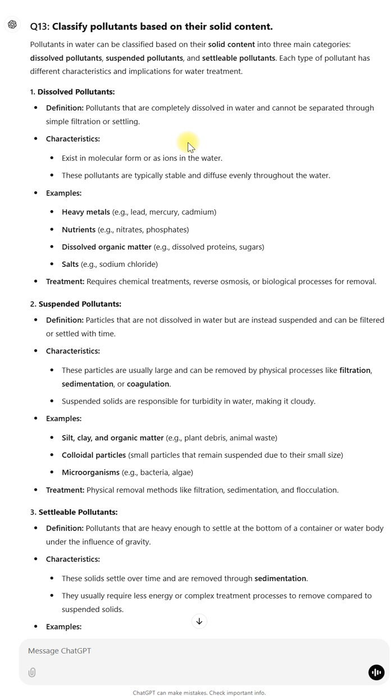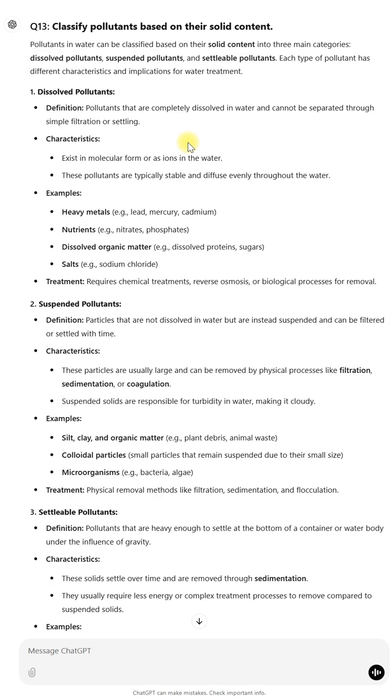1. Dissolved pollutants. Definition: pollutants that are completely dissolved in water and cannot be separated through simple filtration or settling. Characteristics: exist in molecular form or as ions in the water. These pollutants are typically stable and diffuse evenly throughout the water. Examples: heavy metals, e.g. lead, mercury, cadmium; nutrients, e.g. nitrates, phosphates; dissolved organic matter, e.g. dissolved proteins, sugars; salts, e.g. sodium chloride. Treatment: requires chemical treatments, reverse osmosis, or biological processes for removal.